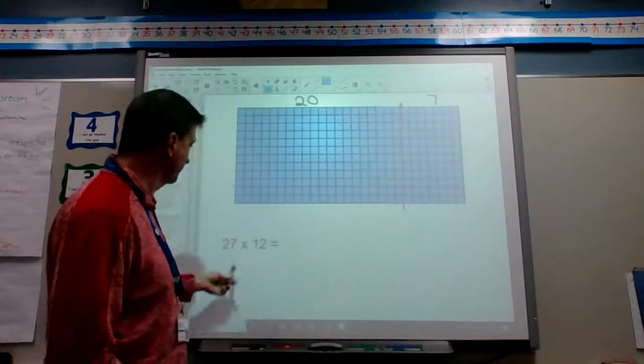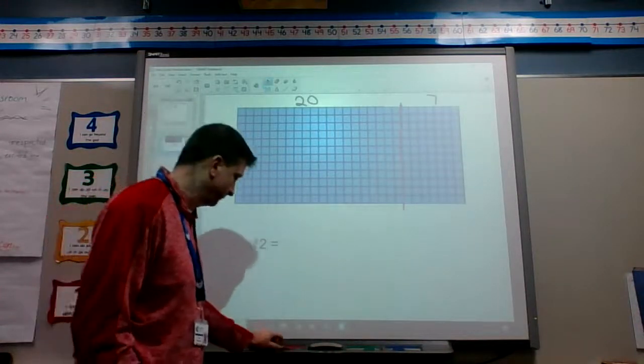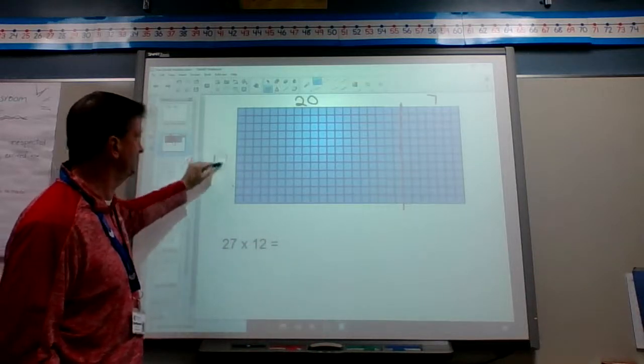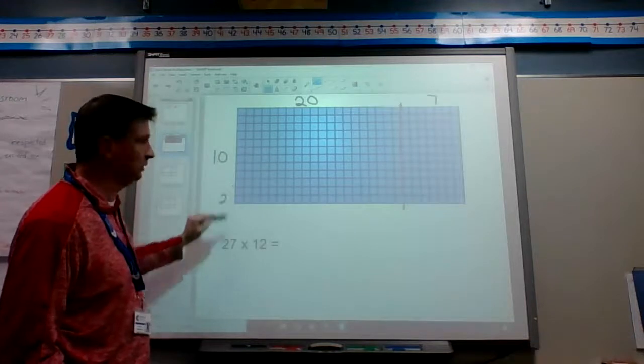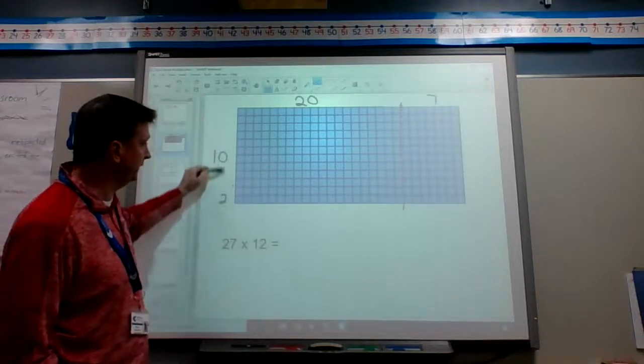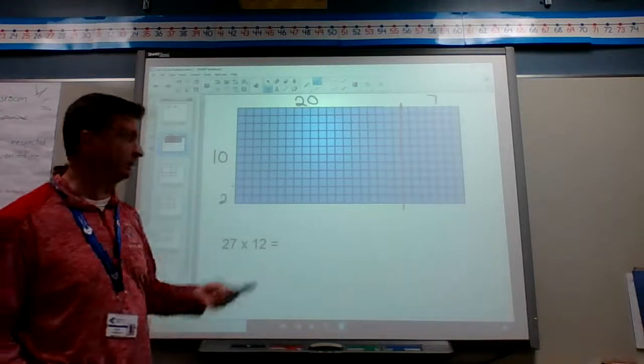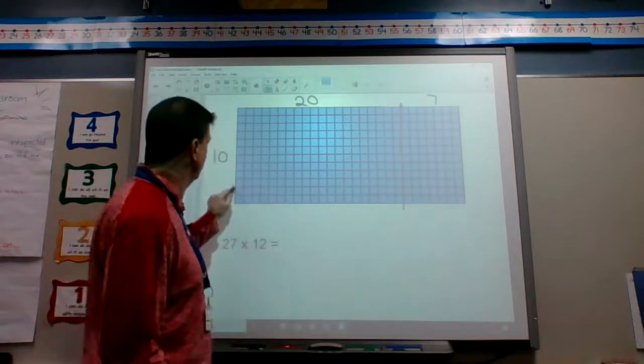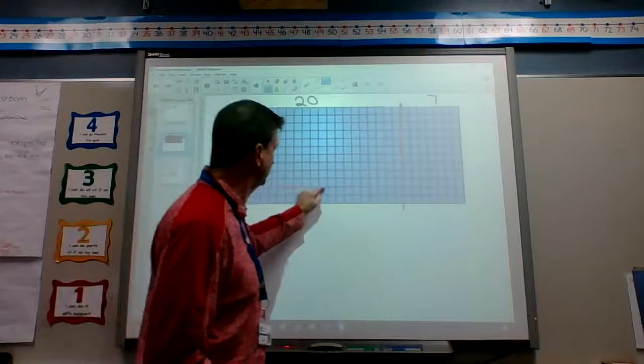And then I'm going to multiply it by 12. Well, if I count down 10 cubes over here, I have 10, and then I'm going to have 2 on the bottom. So I still have 12. I've just regrouped it into a group of 10 and a group of 2 ones. And I'm going to take my red marker and draw this line here.